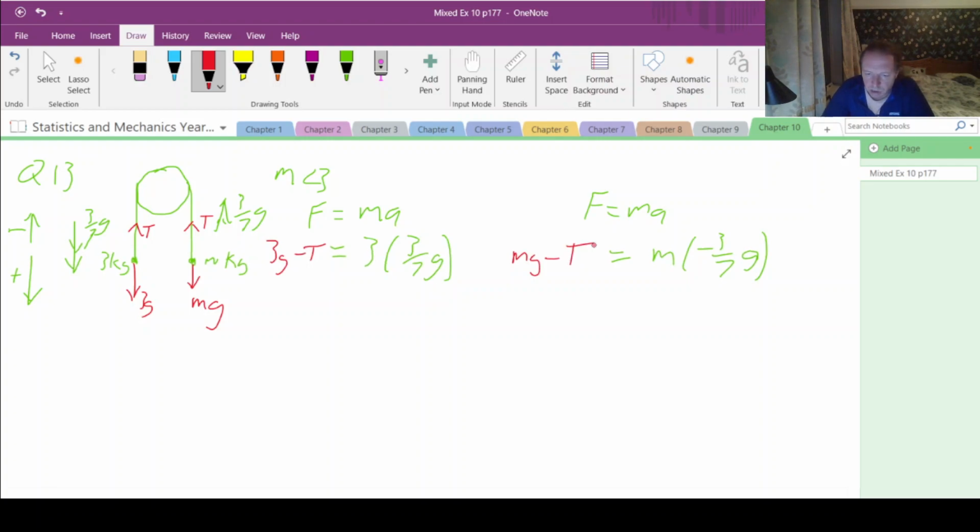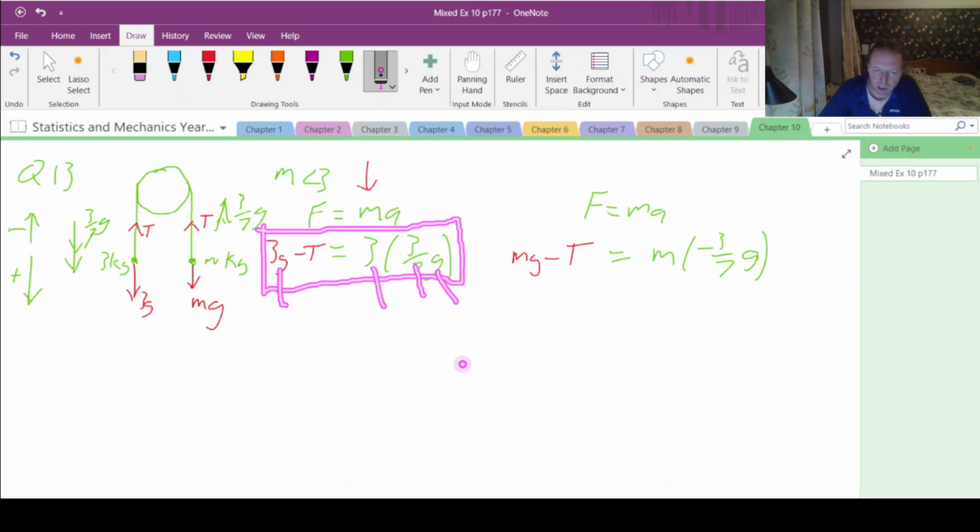Okay, so what have I been asked to find? I've been asked to find the tension. So what can we do to find the tension in there? Well, I can do it just off this first one here, can't I? Because looking at the equation that I've put together, 3g is a number, 3/7 g, they're just all numbers. I've only got one unknown, which is the T, so I can just solve this equation to find the answer.